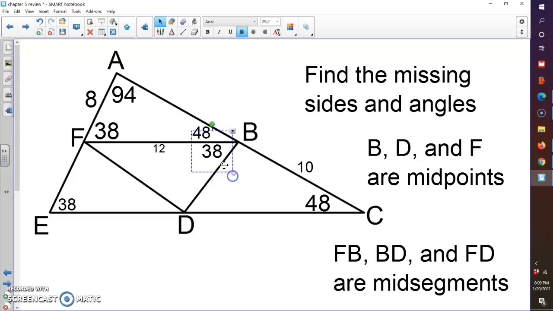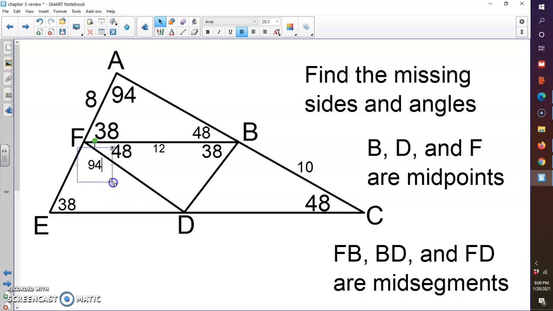And it works the other way as well. These angles have to be congruent because AC is parallel to FD. So my alternate interior angles here have to be 48. In addition, 38 and 48 is 86. So therefore, this angle has to be 94.